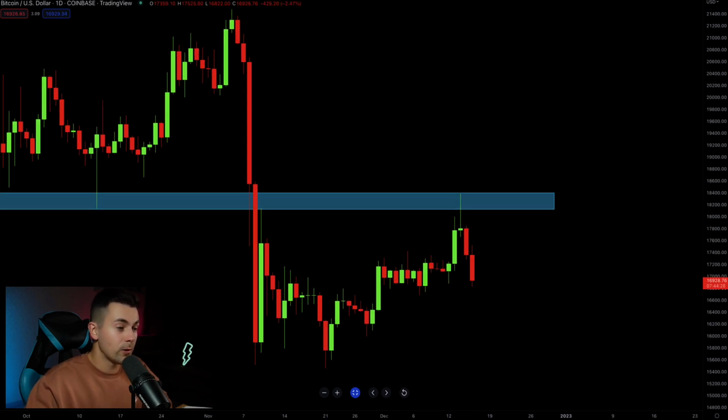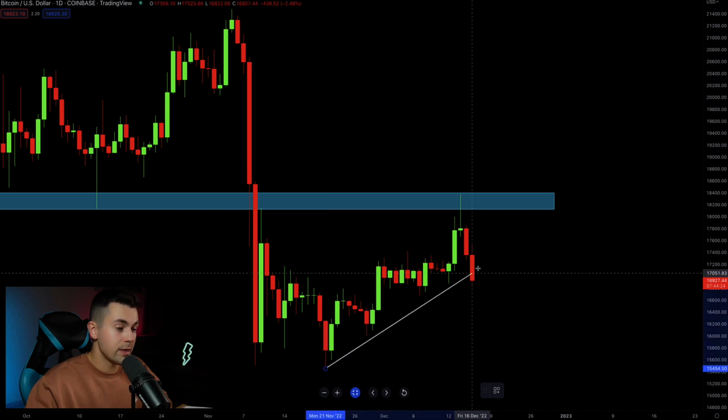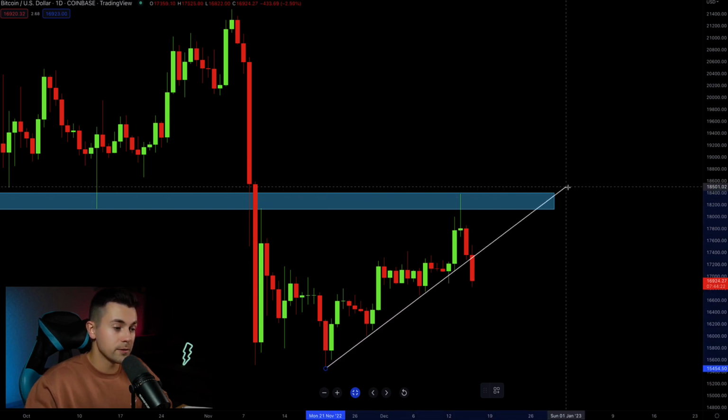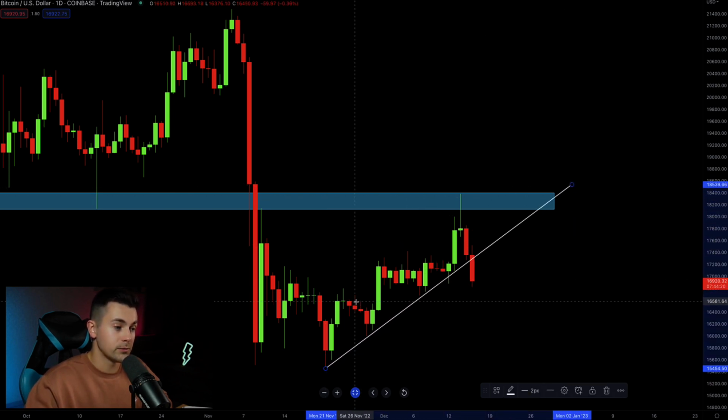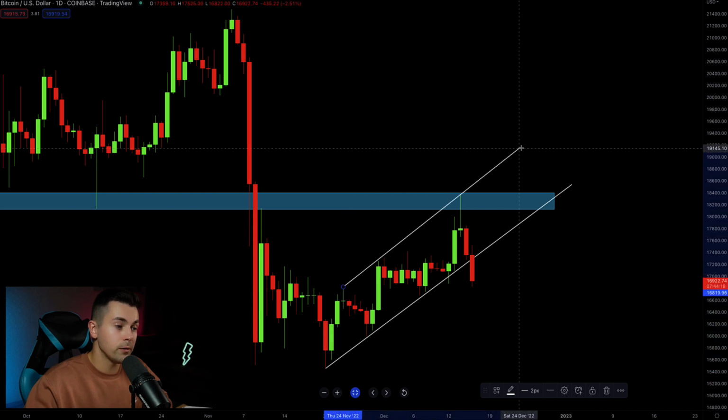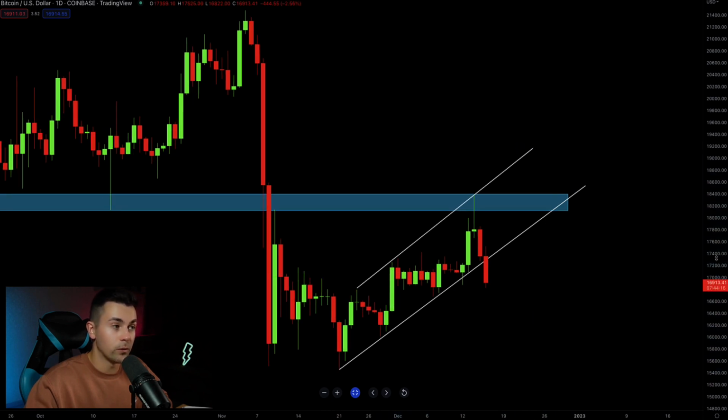Now analyzing the price action, taking that low, we may spot right here this very cute rising trend line, and taking that high, we can spot one more.